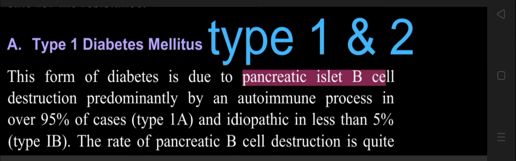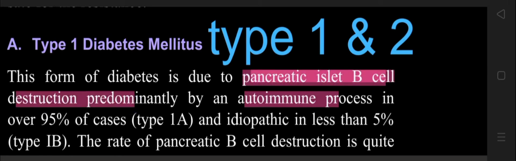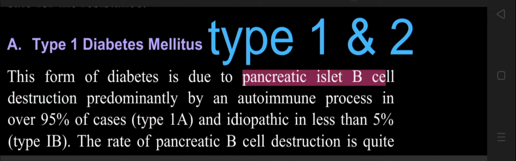If pancreatic islet B cells, meaning beta cells, are destroyed because of an autoimmune process, then that particular patient becomes type 1A diabetic. Type 1A diabetic.